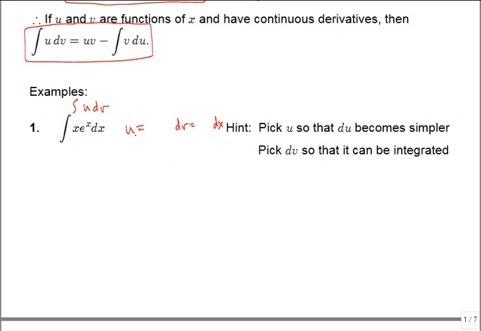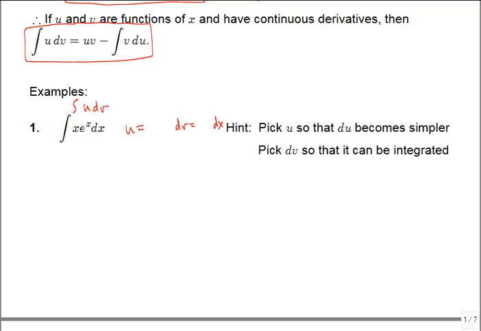Once we figure out what our u is, we're going to find out what its derivative du is so that we can use it in this formula. So typically, you want to pick your u so that du becomes simpler. Another hint is that whatever you assign your dv to equal, we're going to need to integrate that to find out what the original v should be. So you only want to pick your dv to be something that you know how to integrate.